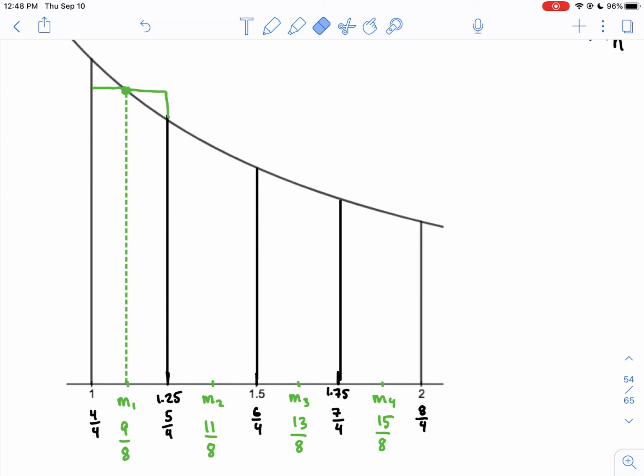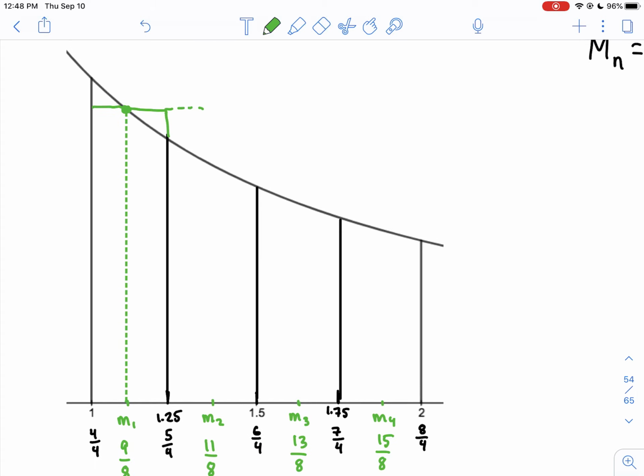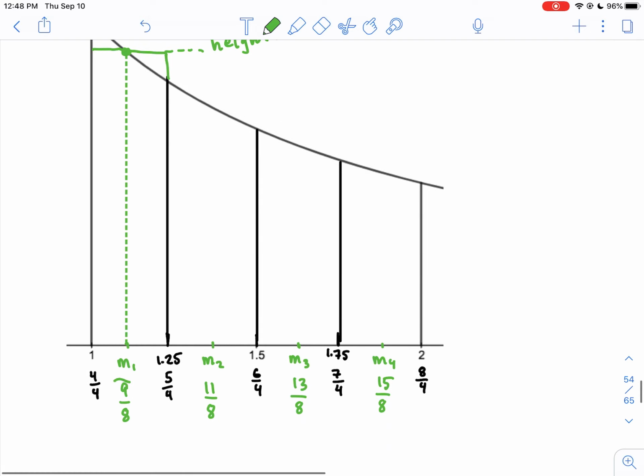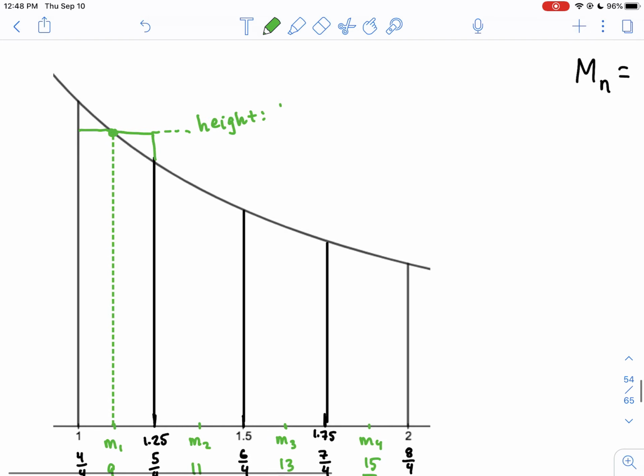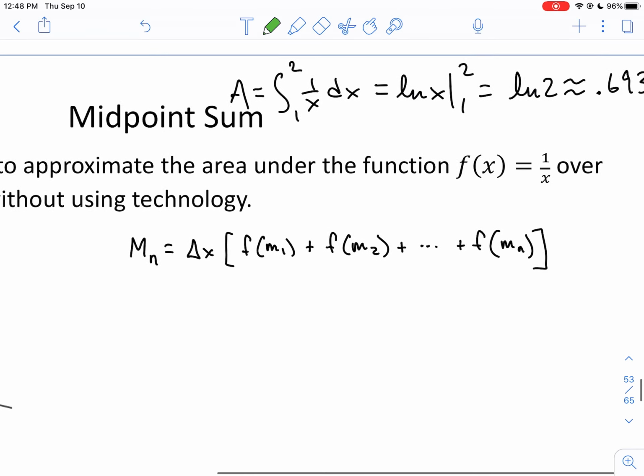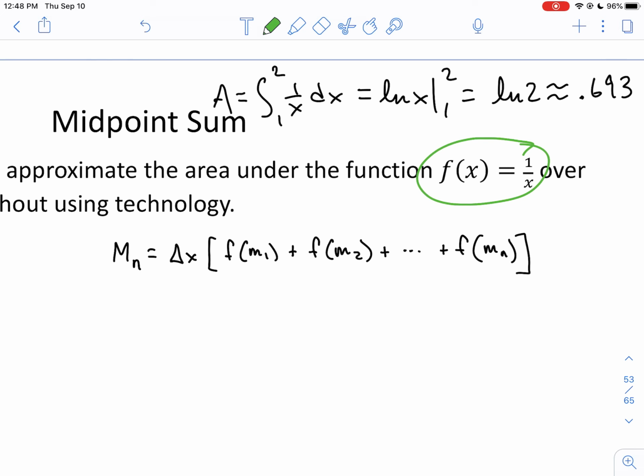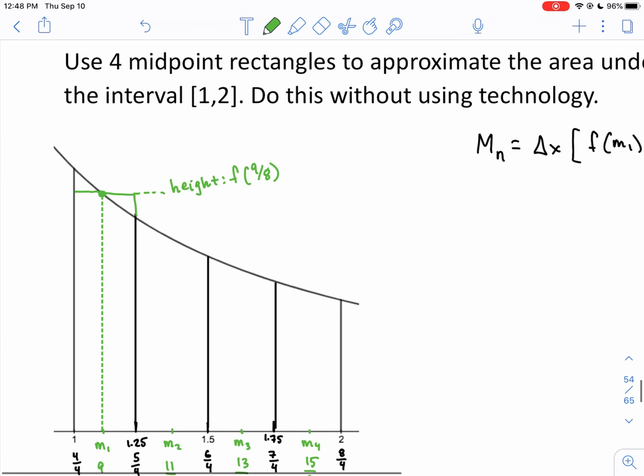Now the height of this first rectangle can be found by taking the 9/8, which is our first midpoint, and plugging it into the function. So we do f of 9/8. Now this particular function we call the reciprocal function. And so when I do f of 9/8, that really just means 1 over 9/8, which is the same thing as 8/9. So 8/9 is how tall that first rectangle is.